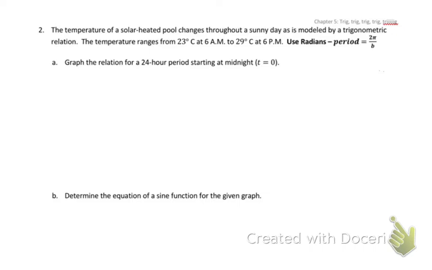Problem 2 says the temperature of a solar heated pool changes throughout a sunny day and is modeled by a trigonometric, or I might say a sinusoidal, relation. The temperature ranges from 23 degrees Celsius at 6 a.m. to 29 degrees Celsius at 6 p.m. What I'm going to note really quick is we have a low temp and we have a high temp. If it's a trig function, it must keep bouncing back and forth between the high and low. So basically, I'm giving you a range: it bounces between 23 and 29.